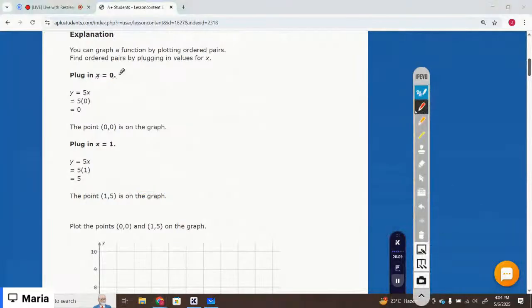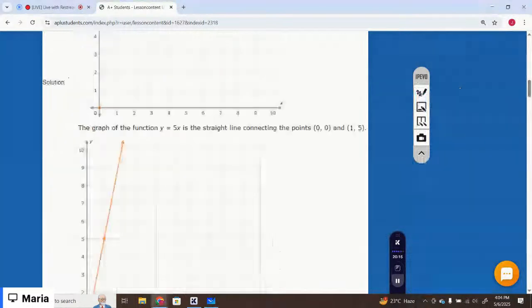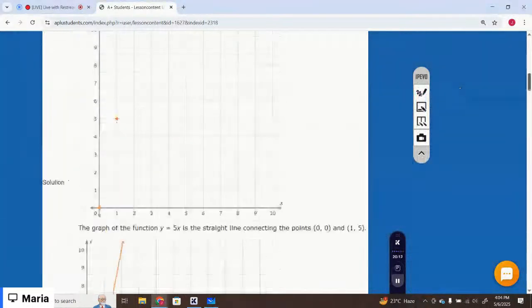So we'll just plug x equals 0, and 5 times 0 is 0. So when x is 0, y is 0. So when x is 1, y is 5. So we have 2 points, (0, 0) and (1, 5). So just plot these 2 points. Here is (0, 0) and here is (1, 5). Just join these 2 points and make a line.